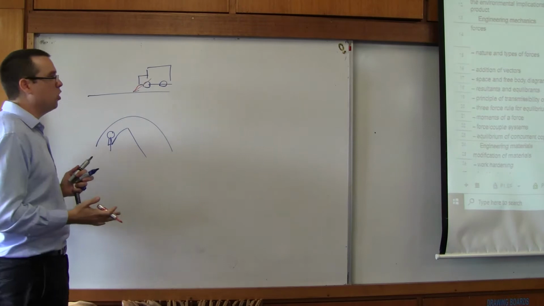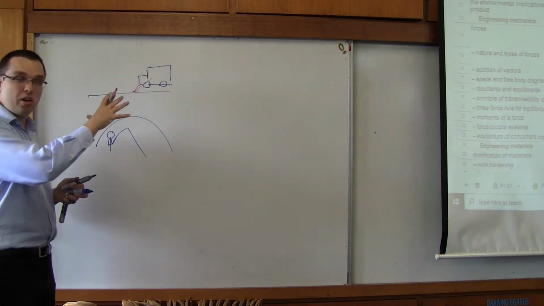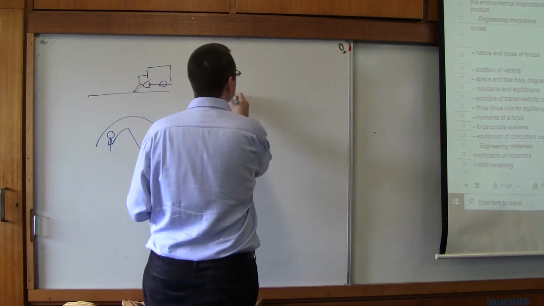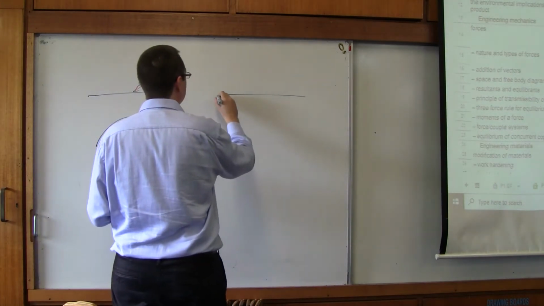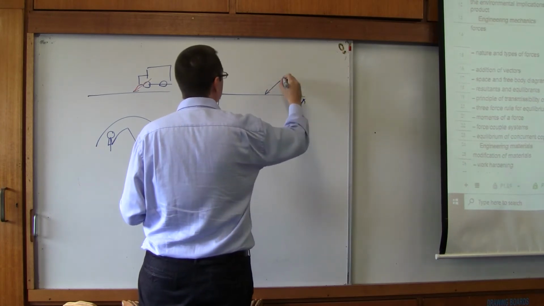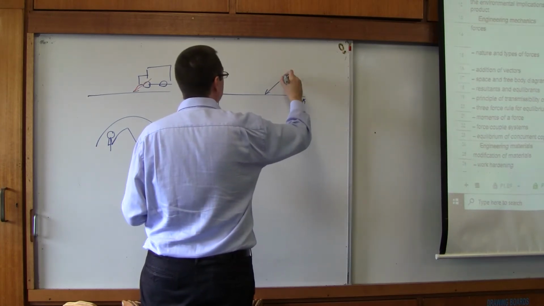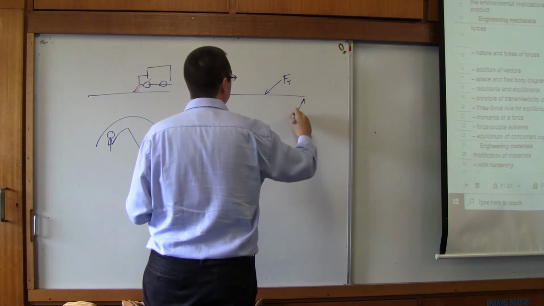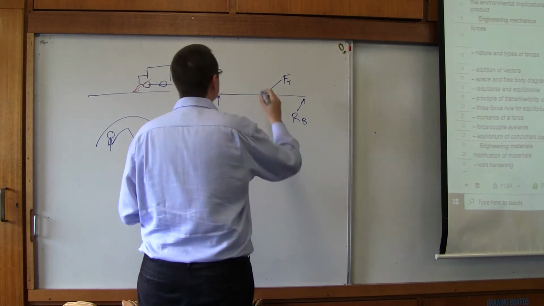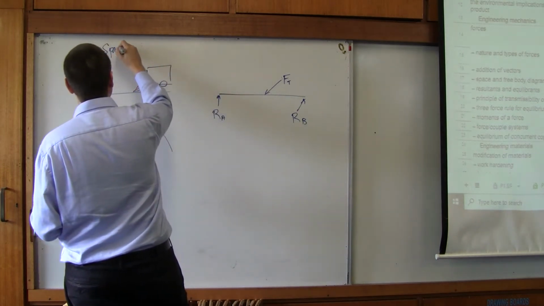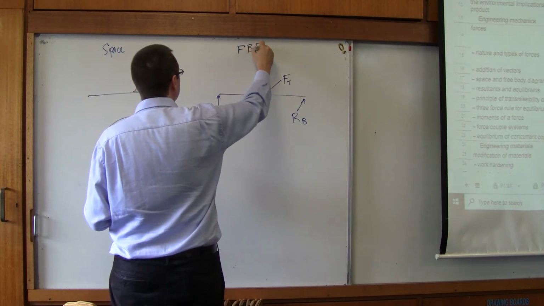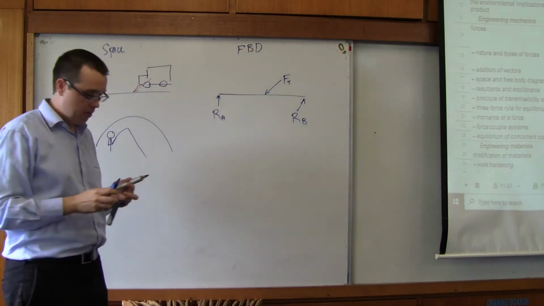Now, that's a very complicated image, so we call that a space diagram. What we like to have instead is we like to simplify that down into what we call a free body diagram. So that's the force of the truck. I'm going to call that Ft for truck. We've got reaction A and reaction B. So this is called a space diagram because it shows space, and this is called a free body diagram, which can be abbreviated to FBD.